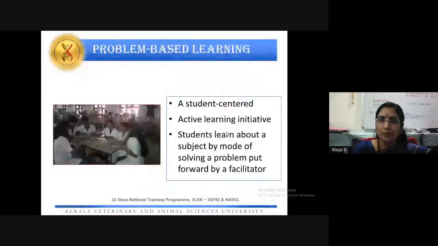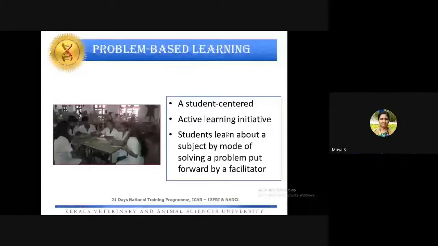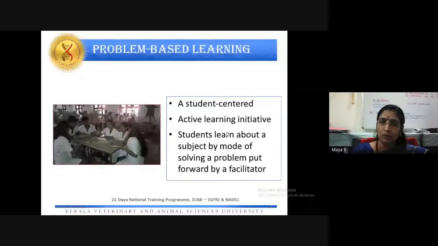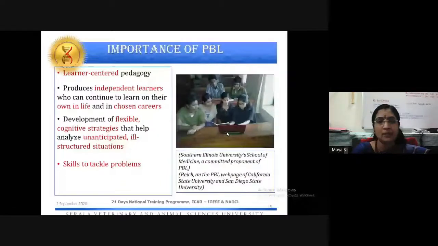It is purely a student-centered active learning technique, and students will be learning about a subject or a topic by solving a problem which will be provided to them by the teacher. The teacher will be acting only as a facilitator in this case. So it is purely learner-centered pedagogy, and how is it going to help the students? It will help the students to learn skills to tackle problems in unanticipated or ill-structured situations. They will be made self-sufficient by going through problem-based learning.